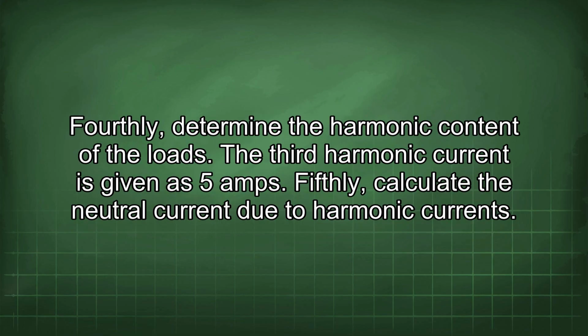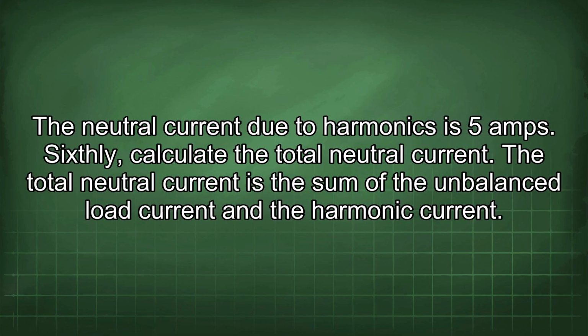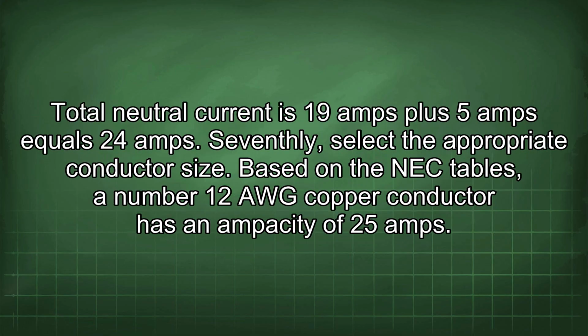Fourthly, determine the harmonic content of the loads. The third harmonic current is given as 5 amps. Fifthly, calculate the neutral current due to harmonic currents. The neutral current due to harmonics is 5 amps. Sixthly, calculate the total neutral current. The total neutral current is the sum of the unbalanced load current and the harmonic current. Total neutral current is 19 amps plus 5 amps equals 24 amps.